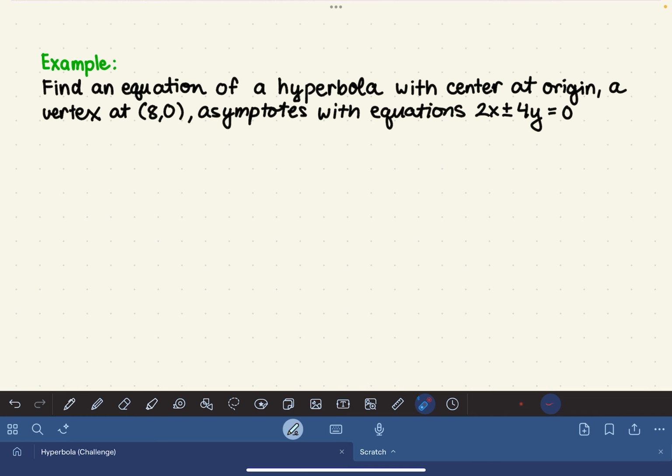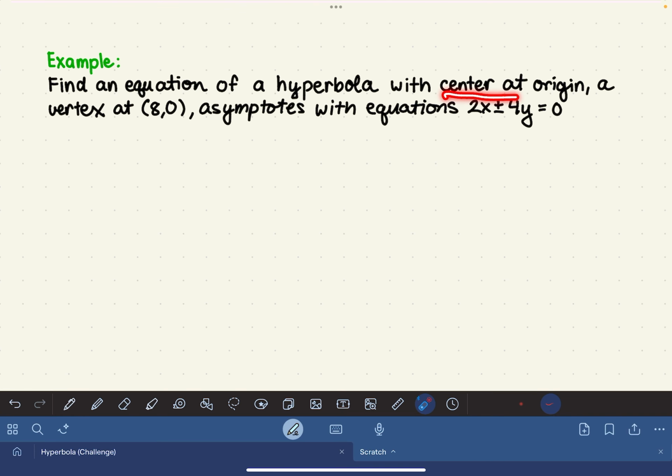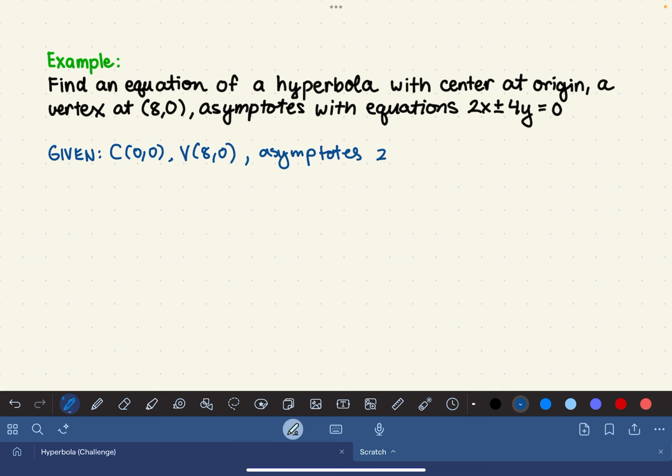Our goal is to find an equation of a hyperbola again, with center at origin again, but this time what we have is the vertex at 8, 0, and asymptotes with equations given by this. So similar to earlier, we write the given. So the given is the center, which we denote by C, one of the vertices, 8, 0, and the asymptotes, given by 2x plus minus 4y equal to 0.